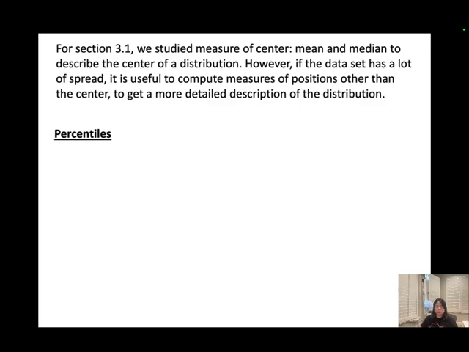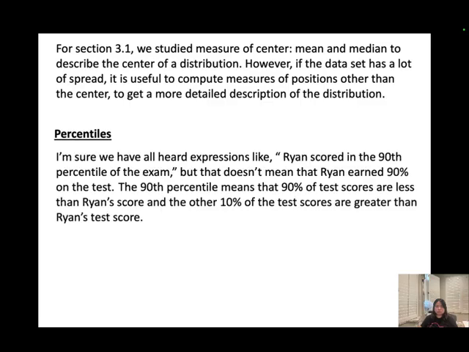First, let's talk about percentiles. I'm sure we have all heard expressions like "Ryan scored in the 90th percentile of the exam." But that doesn't mean that Ryan earned 90% on the test. The 90th percentile means that 90% of test scores are less than Ryan's score, and the other 10% of the test scores are greater than Ryan's test score.